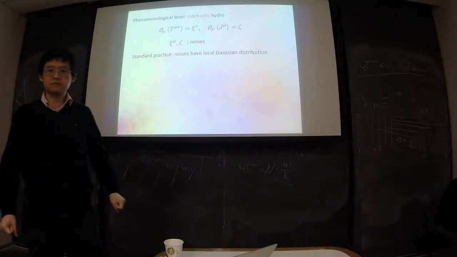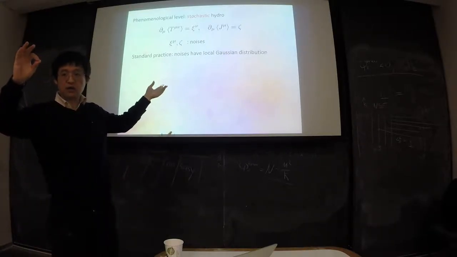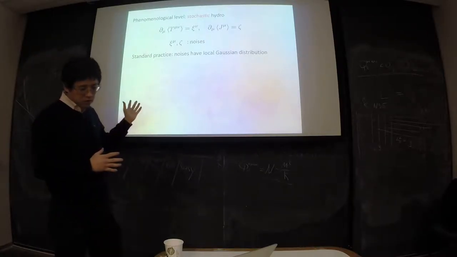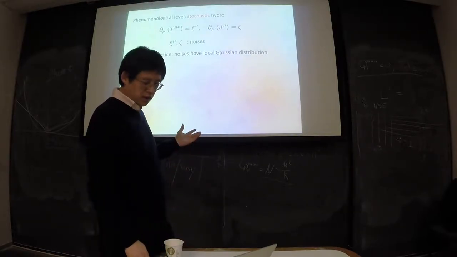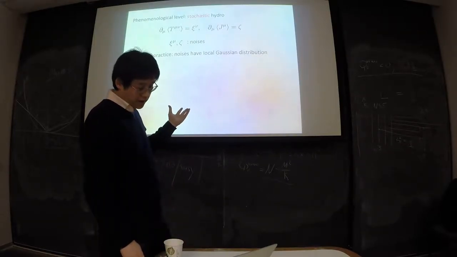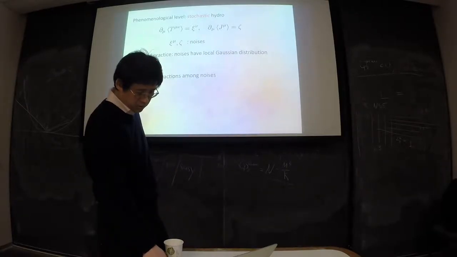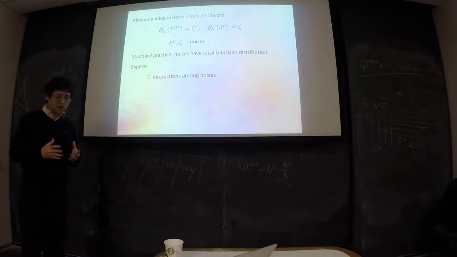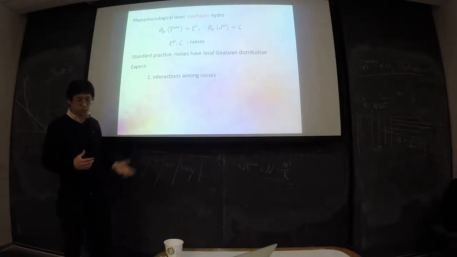Analog of the diffusion constant. That's right, so they are related to, for example, viscosity, etc. At the linear level, this is adequate and works very well. But of course, there's always nonlinear effect. In fact, in many cases, nonlinear effect can be important. Then you would expect that there will be nonlinear interaction among the noises, which is of course not captured by the Gaussian distribution.